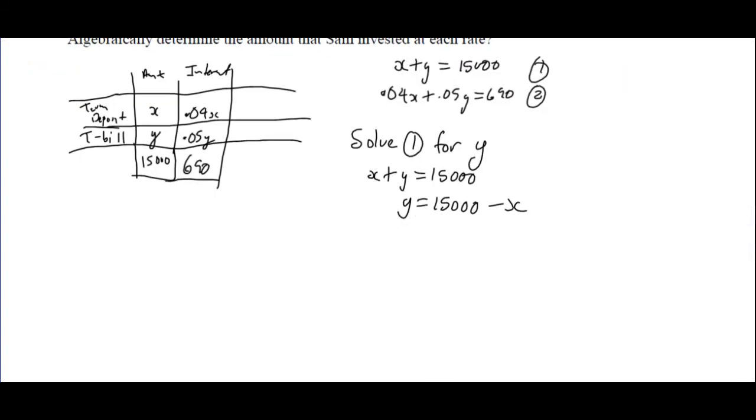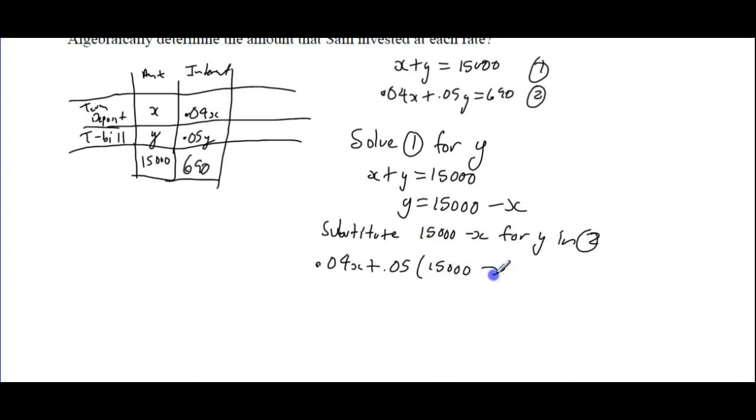It's not a line. Well, it is a line, but we're not doing it as a line. I'm going to write it as 15,000 minus x, not negative x plus 15,000. We're going to substitute 15,000 minus x for y in number 2. So 0.04x plus 0.05 times 15,000 minus x equals 690.